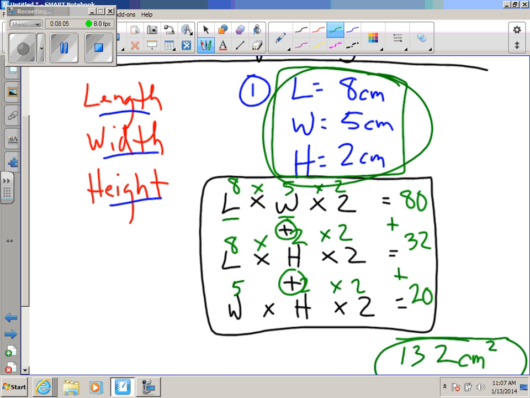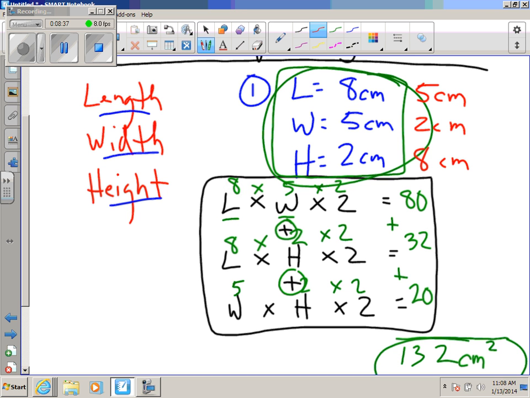Yes, ma'am? So what do you want to call the length? Okay, we'll call the length 5. What do you want to call the width? How about let's call the width 2? And we'll call this 8. I don't know, let's find out. Let's find out. Let's plug it in.